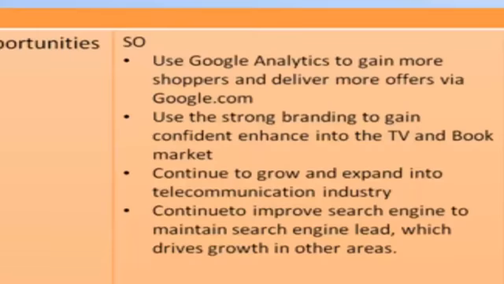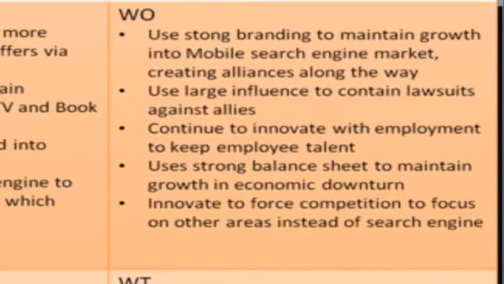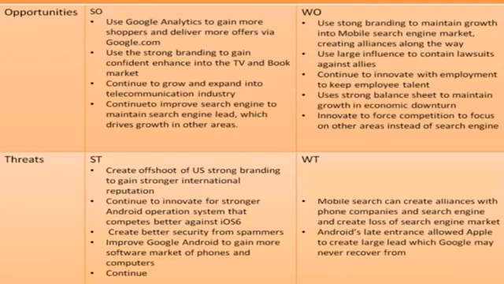Let's talk about the TOWS matrix of Google. It includes strengths, weaknesses, opportunities, and threats. Comparing strengths and opportunities, Google must use Google Analytics to gain more offers via Google.com. They can take advantage of branding and move on to the market of TV, books, and the telecommunication industry and continue to improve the search engine to take growth in other different areas. Comparing weaknesses and opportunities, Google must use strong branding to maintain growth into the mobile search engine market and continue to innovate, forcing competition to focus on other areas instead of search engines. They must continuously innovate with employment in order to keep employed talent.